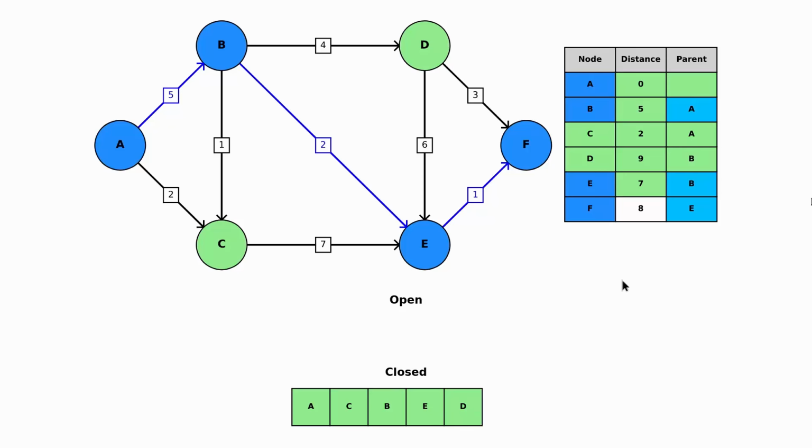Dijkstra's algorithm doesn't work with negative weights. And if you want to find out why, you can watch my next video.